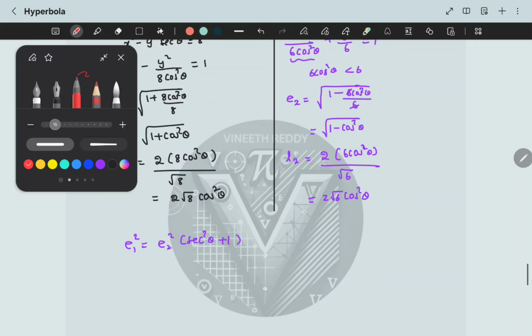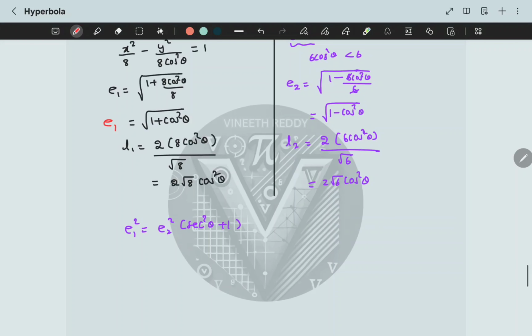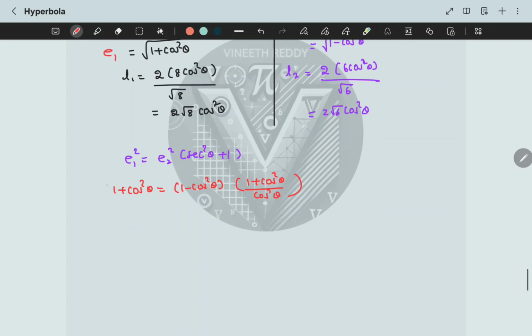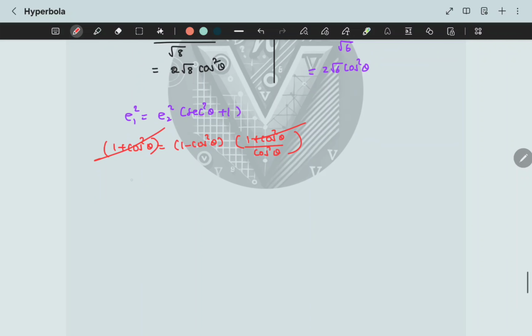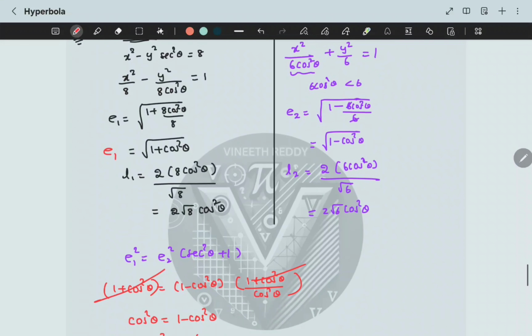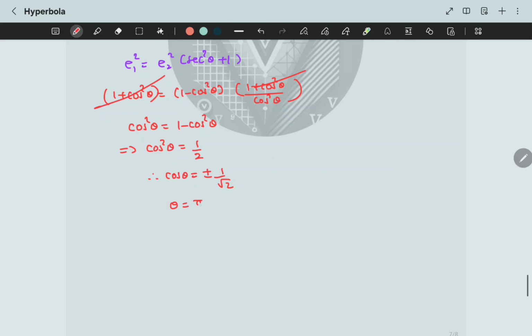Yeah, so let me try to solve this equation. What is E1 square here? E1 is under root 1 plus cos square theta. So E1 square will be 1 plus cos square theta. E2 square should be 1 minus cos square theta into 1 plus secant square theta, which will be 1 plus cos square theta divided by cos square theta. So since 1 plus cos square theta can never be 0, we can cancel this. So we get cos square theta is equal to 1 minus cos square theta. If I solve, I get cos square theta as 1 by 2. And cos theta will be plus or minus 1 by root 2. But since theta belongs to the first quadrant, cos theta should be 1 by root 2. That means theta should be equal to pi divided by 4, that means 45 degrees.